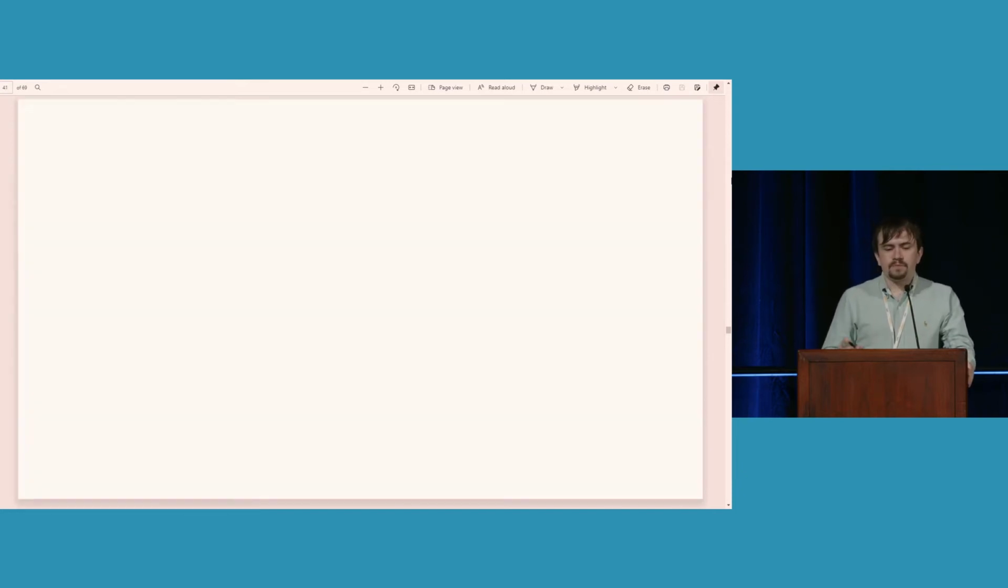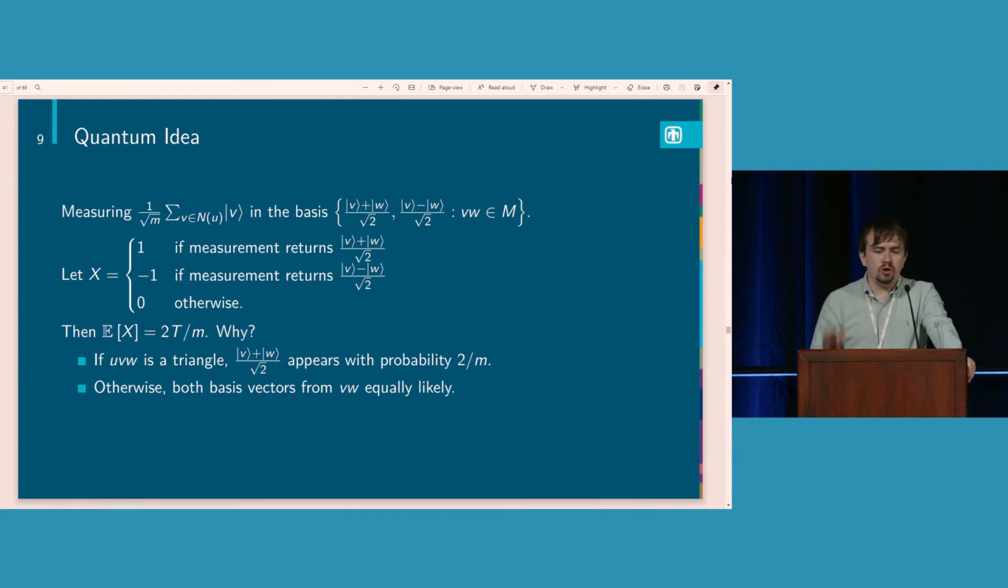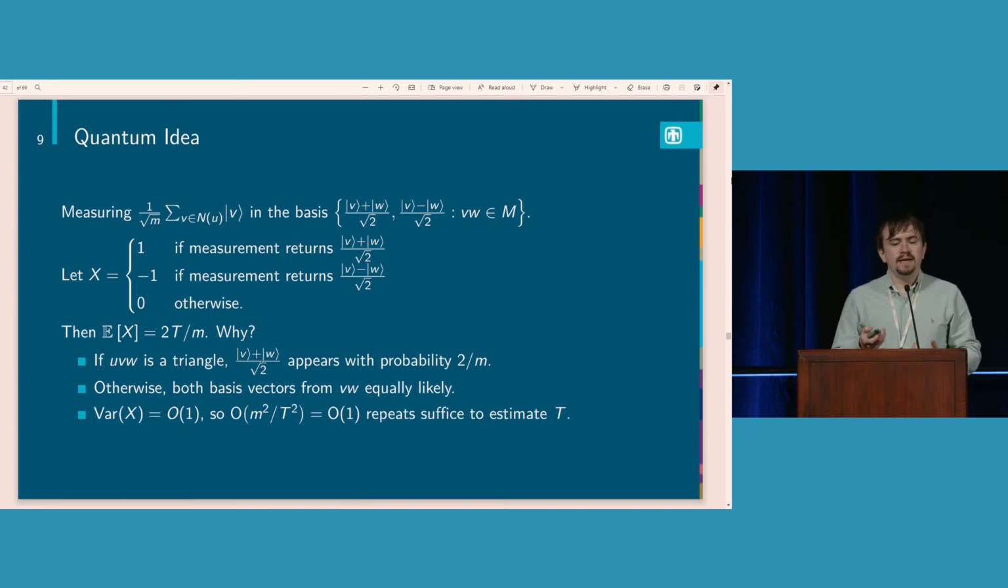But conversely, if UVW is not a triangle, then both the plus and the minus result will be equally likely, because either just one of V and W is present, so they both arise with probability m over 2, or neither of them are present, in which case they both have 0 probability of arising in the measurement. So we have this random variable with expectation 2t over m. It also trivially has constant variance since it's bounded in its value, and so we just have to repeat.